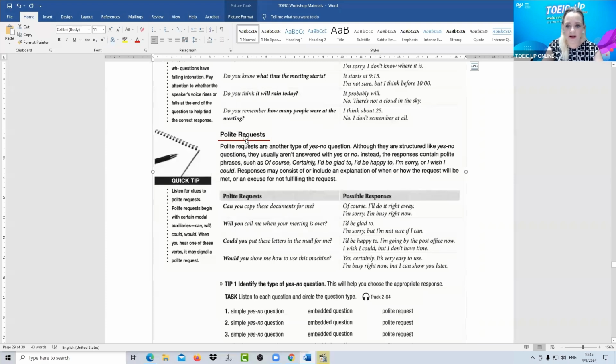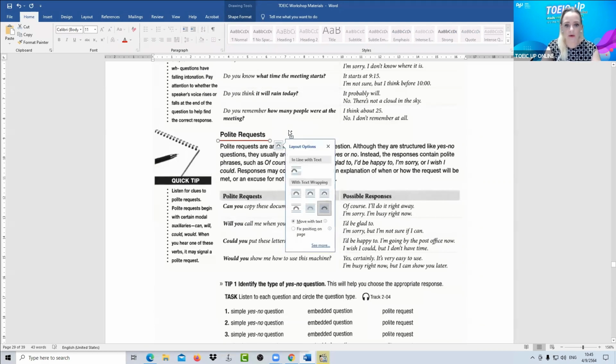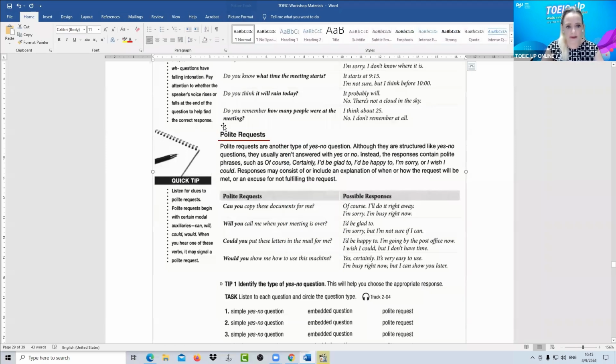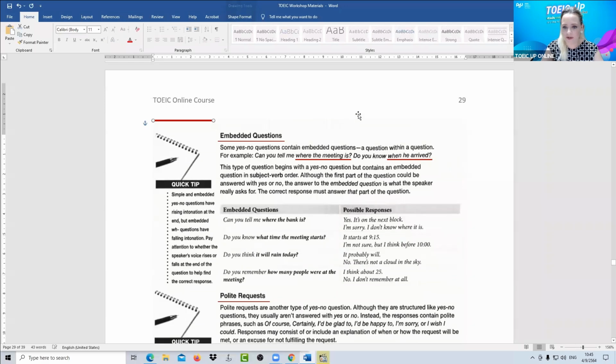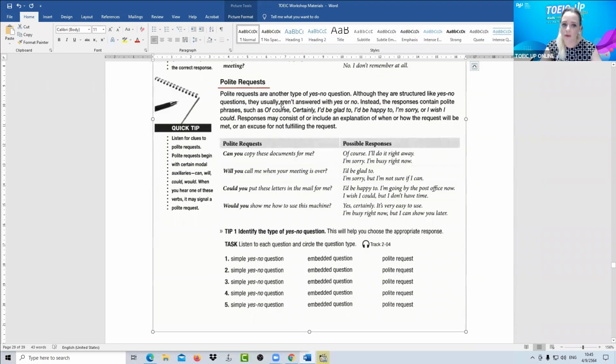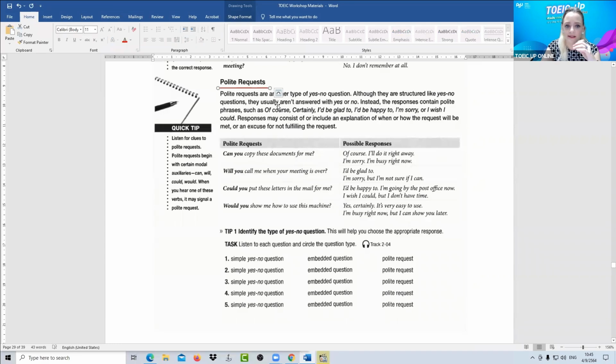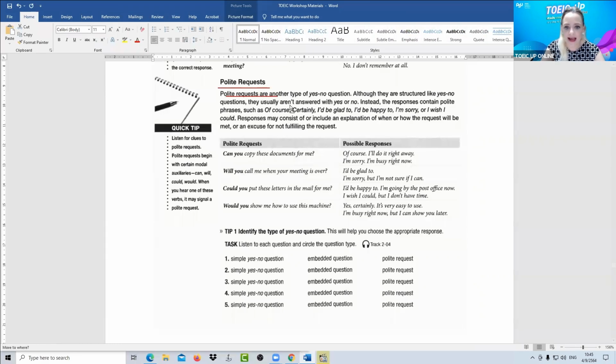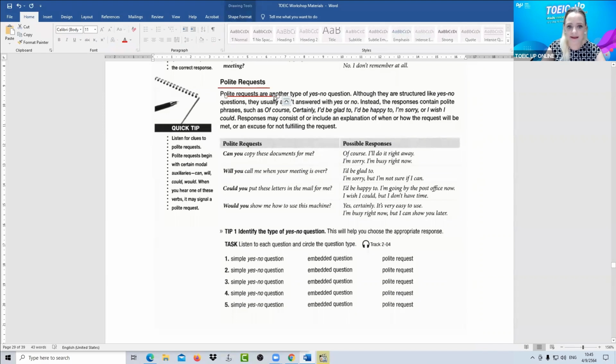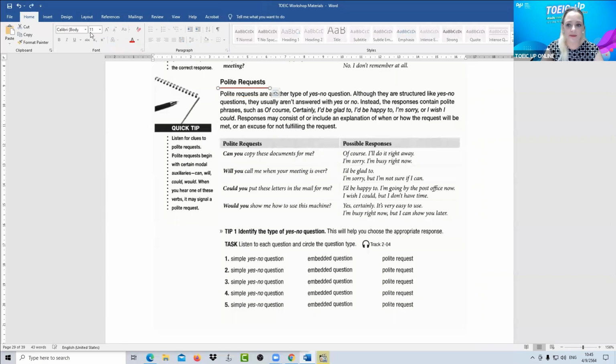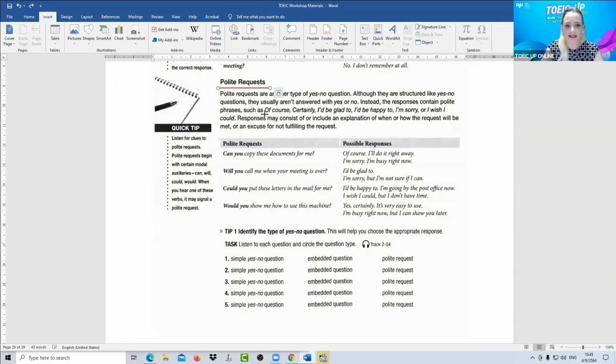Instead, the responses contain polite phrases such as of course, or certainly, or I'd be glad to, I'd be happy to, I'm sorry, or I wish I could. So the first ones, of course, certainly, I'll be glad to, I'll be happy to, are saying the answer is yes. The last two, I'm sorry or I wish I could, the answer is no.